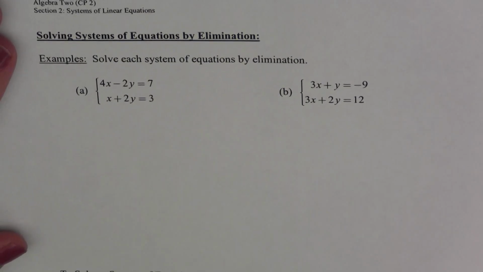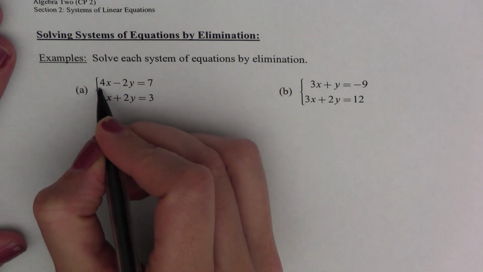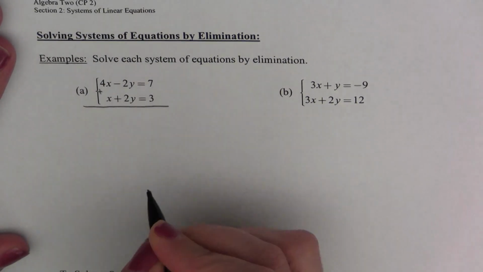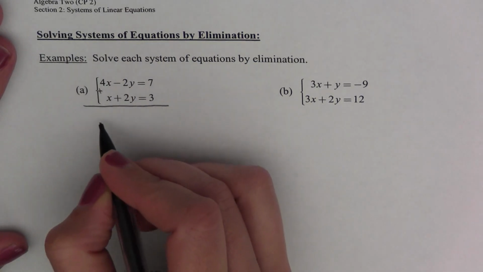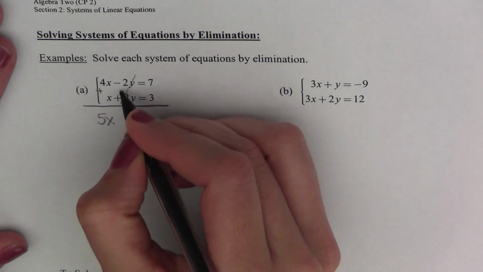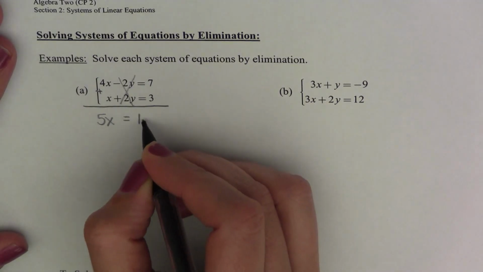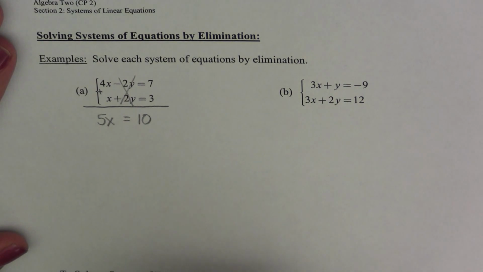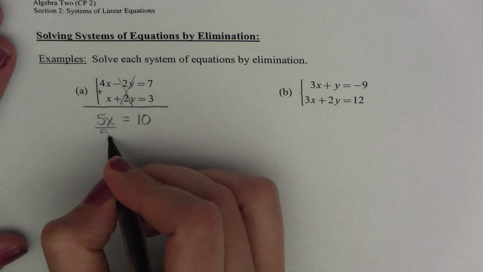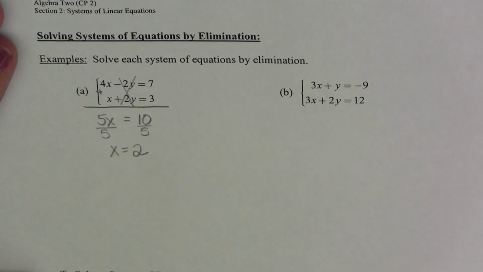So our third method to solve systems of linear equations is by elimination. So let's just try 2 out to see what happens. I'm going to go ahead and add these two, turn it into one big addition question, and say 4x plus 1x is 5x. Negative 2y plus 2y, well that's 0y, those are eliminated, equals 7 plus 3 for 10. So now I have a really easy equation here. Let's solve for x, divide both sides by 5, x equals 2.